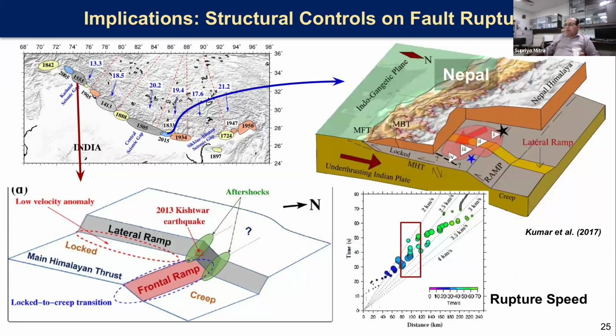This is work done by Kumar et al., where we actually looked at sub-event modeling of the rupture on the MHT in the 2015 earthquake. And the rupture went over a lateral ramp, slowed down. And you can see that in the plot on the bottom, where you can see the velocity of the rupture plotted as a function of distance versus time, and the rupture slowed down when it went over the lateral ramp. So obviously lateral ramps do play a role in how it modulates ruptures. And in this case, also this lateral ramp might play a role in a big earthquake, which might happen in the future.